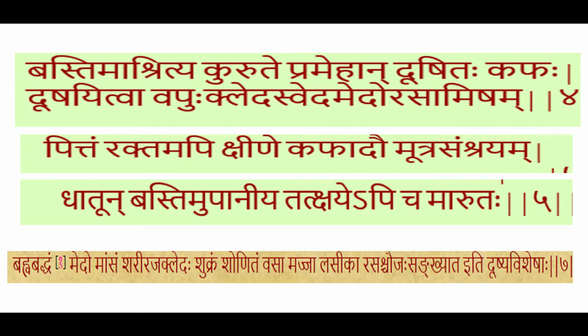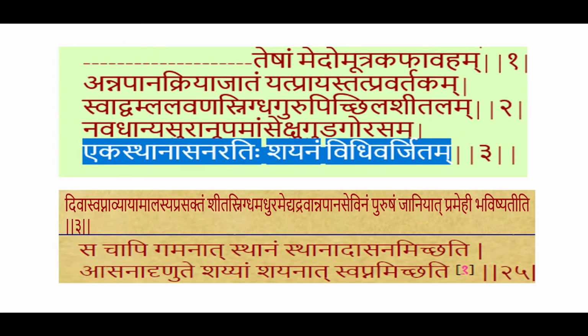And in case of the Prameha, it's not only the Udaka which is involved, it's the Bahu Abaddha Meda, Mamsa, Sharira Kleda, Shukra, Shonita, Vasa, Majja, Lasika. So almost every component of the body is involved in the case of Prameha. Prameha is really a broad-spectrum disease in that sense, which involves many disease conditions as such. Next.